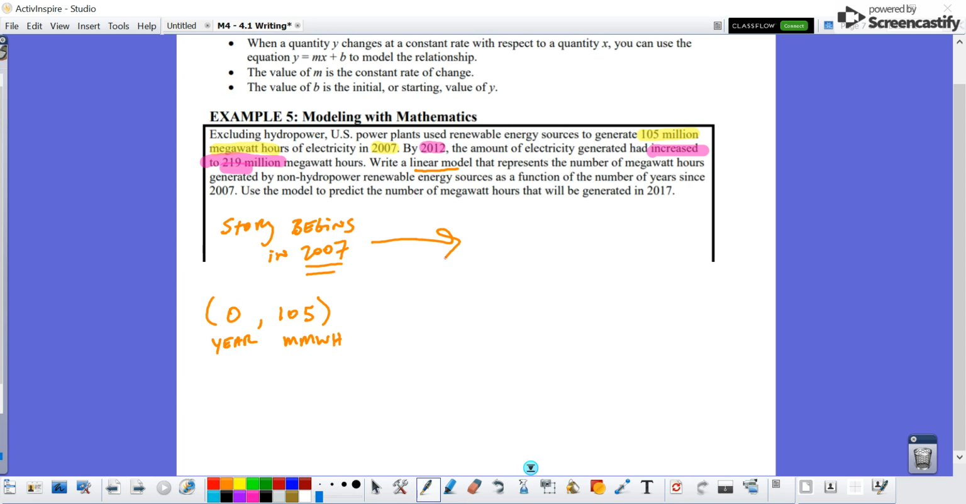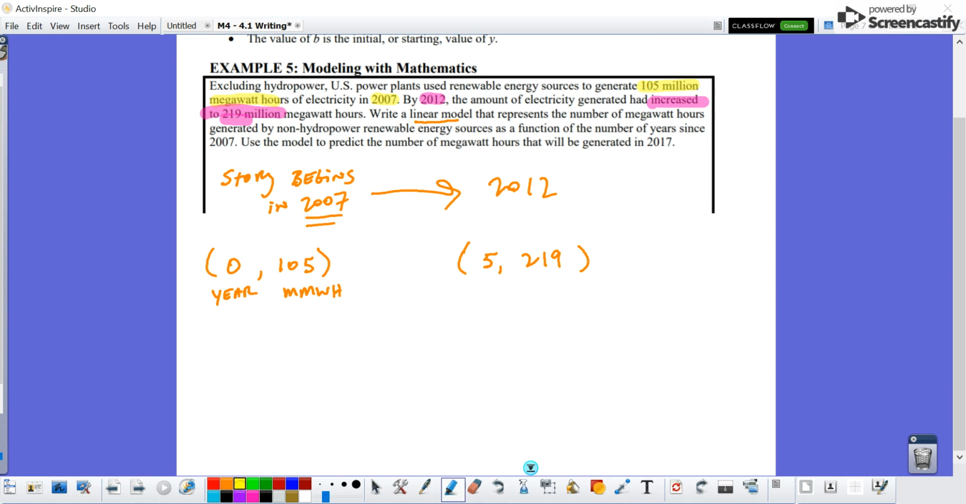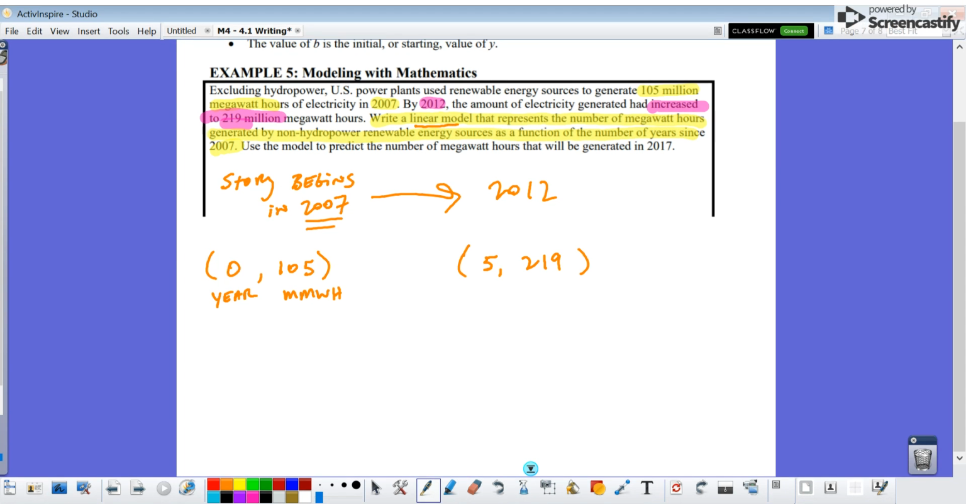Then the story continued. It pushed forward a few years. So a few years went by, and now we have a new scenario. It goes to 2012. So between 2007 and 2012, we're now working in year 5 because 5 years have passed, and the result was 219 million megawatt hours. So now what I have is my 2 ordered pairs, and now I can do what the question asks, which is to write a linear model that represents the number of million megawatt hours used or generated as a function of the number of years since 07. So basically saying the story begins in 07.